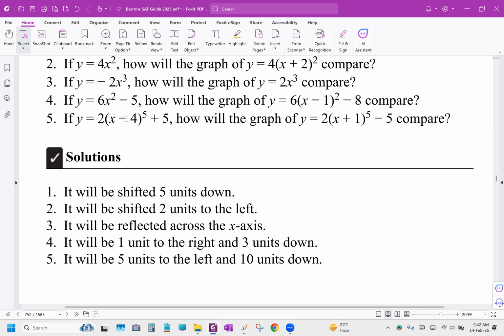If y equals 2 times (x minus 4) whole raised to the power 5 plus 5, how will the graph of y equals 2 times (x plus 1) raised to the power 5 minus 5 compare? How will this look? Shifting in the leftward direction, and then shifting it to the downward direction.